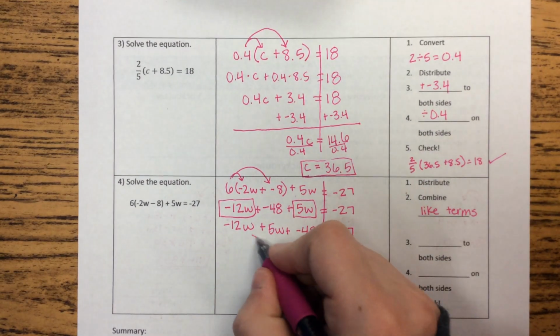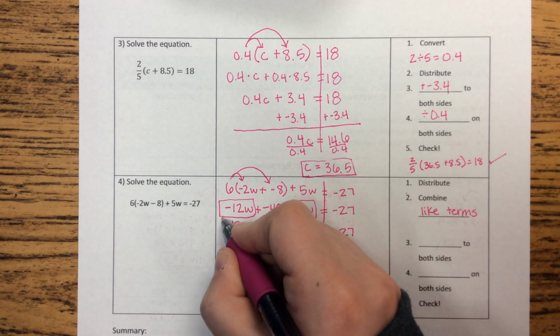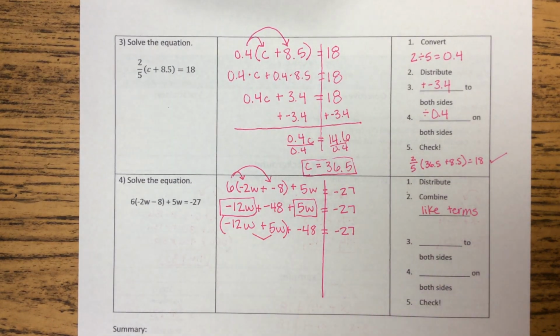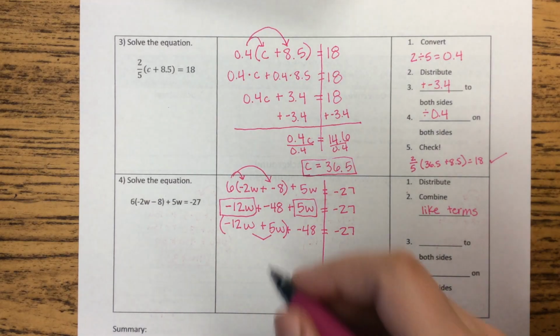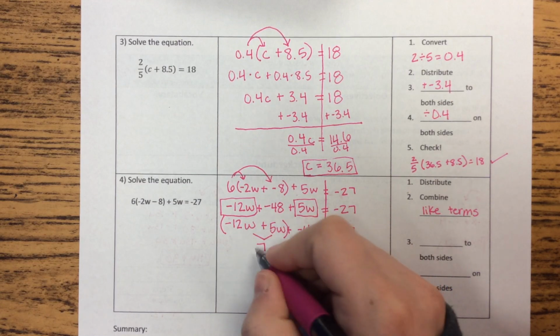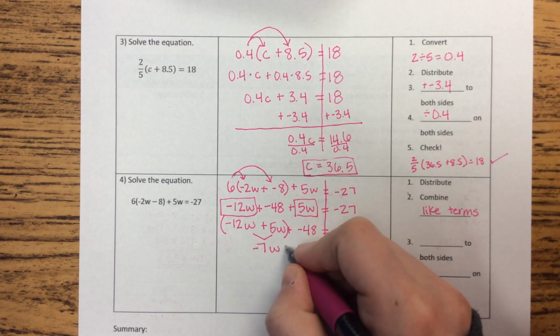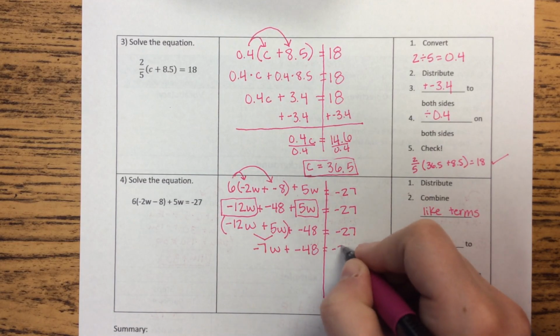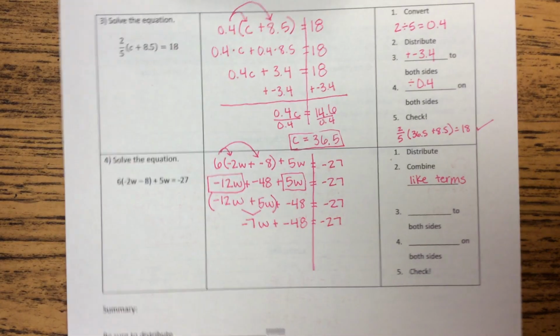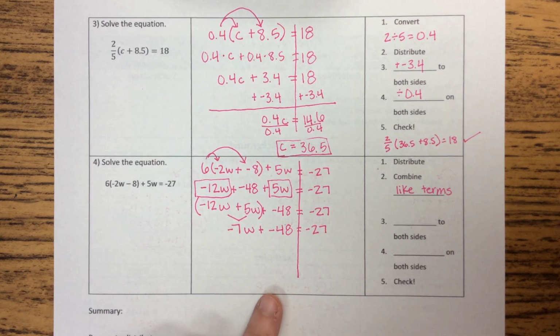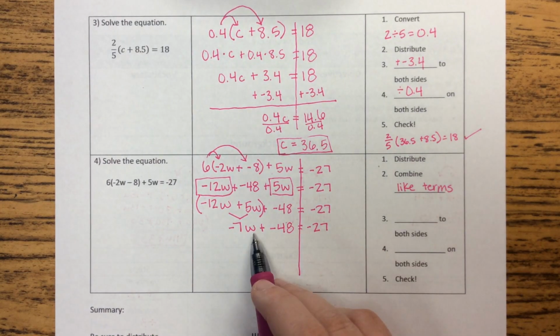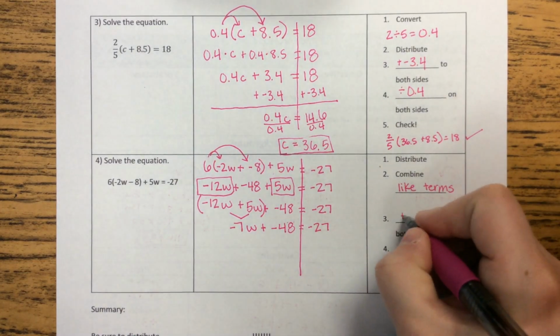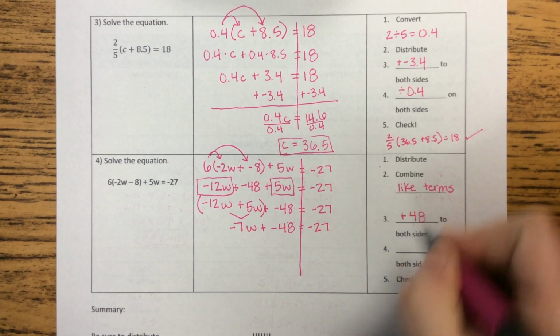Okay, so now I'm going to combine these two, which we can do because of the commutative and associative properties. So -12 plus 5, they're different, so I would subtract. 12 minus 5 is 7. I have more negatives, so -7w plus -48 equals -27. Okay, so to get rid of adding -48, we're going to add a positive 48 to both sides.